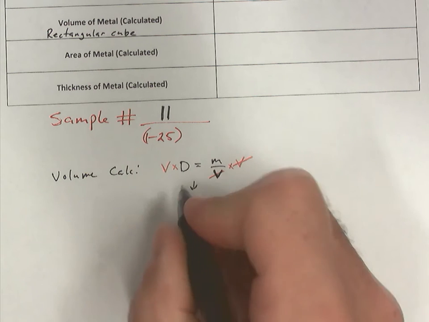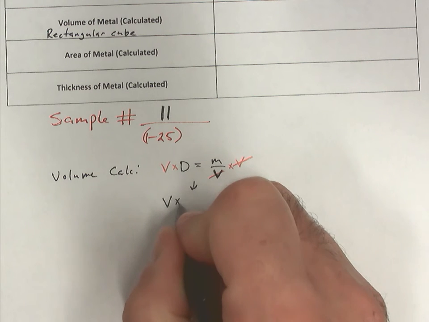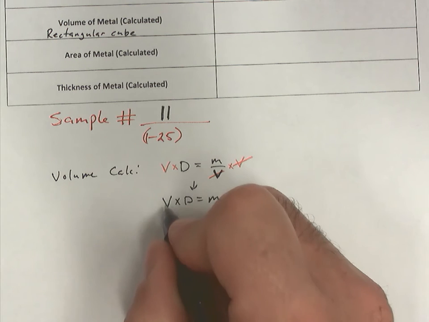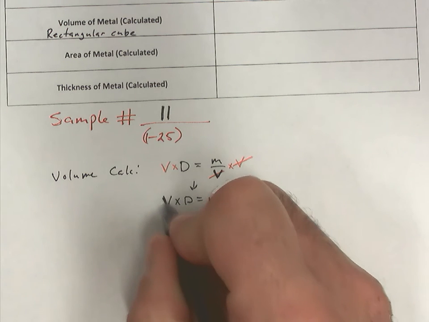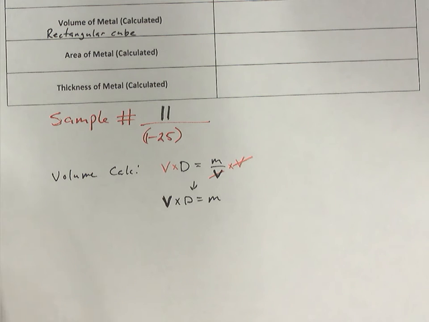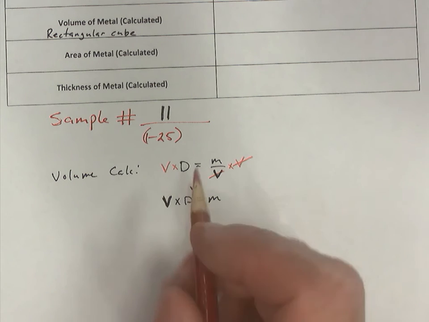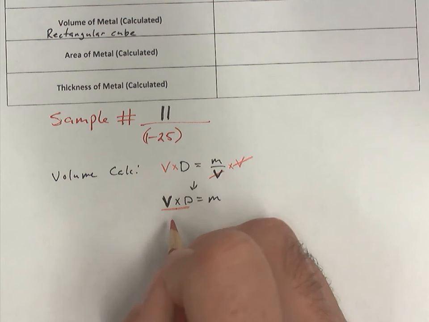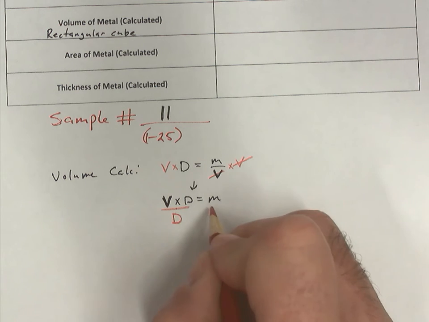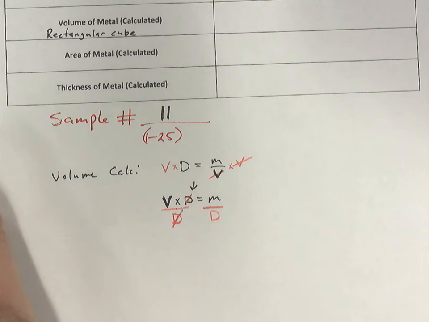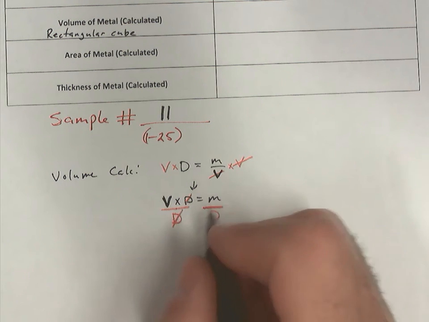And that new equation shows me volume times density is equal to mass. So my volume, which I'm looking for, V, is now on top. We don't want V times D, we need V just by itself. So we're going to divide this side by D. Whatever we do to one side, we have to do to the other. We're going to see our density is going to cancel here. That gives us our final equation.